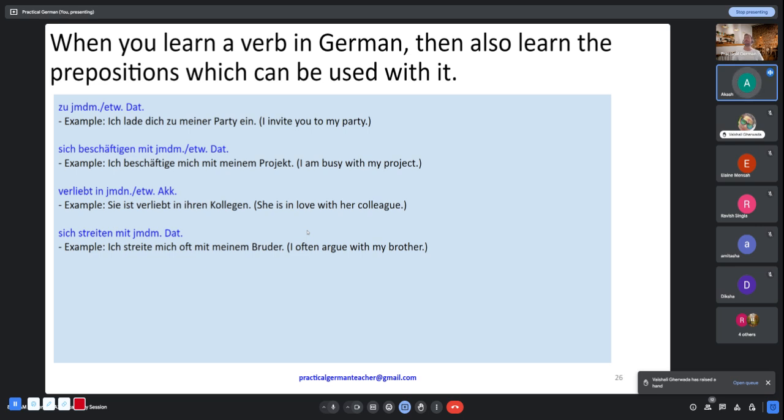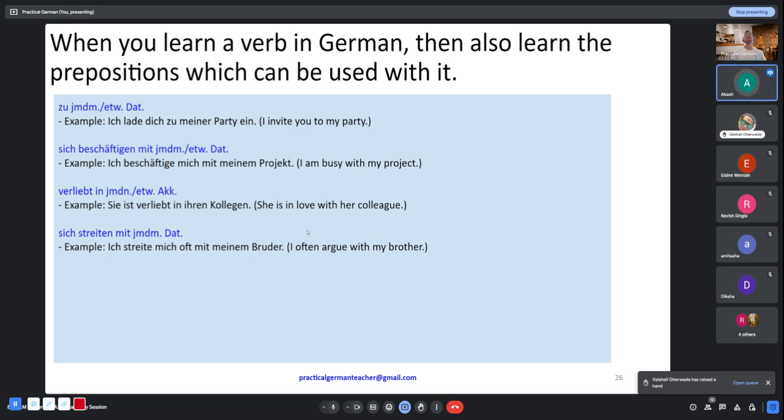Dich is normal accusative. So ich lade dich ein, I invite you. That's it. But if you want to say invite for what, you say I invite you to my party. So ich lade dich ein is the normal jemanden einladen sentence. Only then we add zu meiner Party. This is like you learn a verb, you also learn the prepositions which you can use with it.